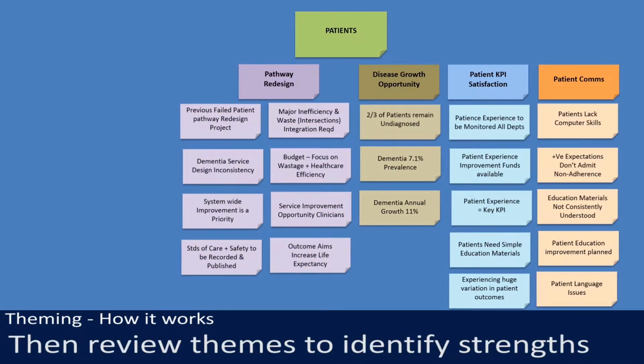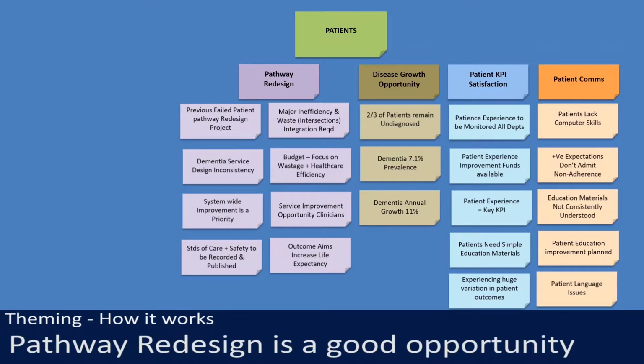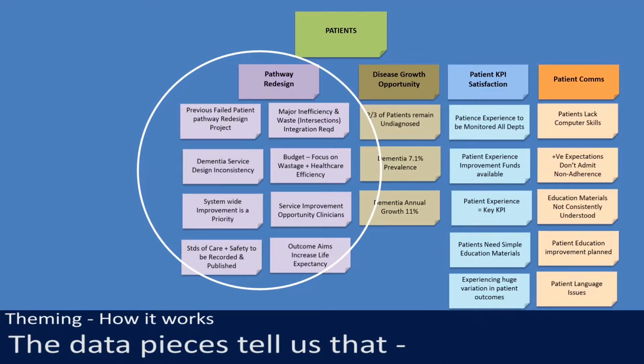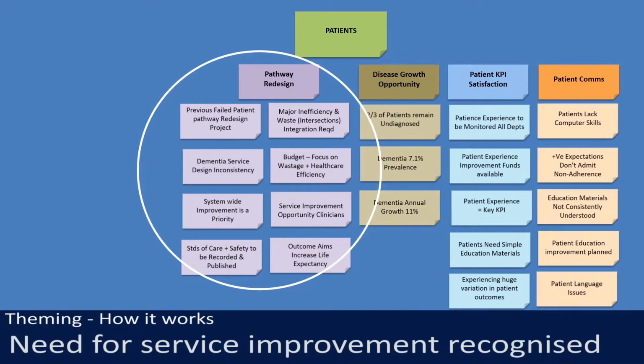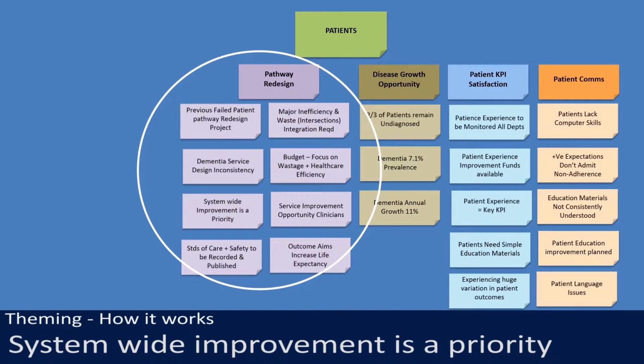We can then review our themes to identify any specific strengths, weaknesses, opportunities, or threats. In this example, we see that the pathway redesign theme looks like a real opportunity, as the data pieces tell us that the account has budget for this, to focus on wastage and inefficiency, that the clinicians recognise the service improvement required, and that system-wide improvement is a priority in the account.